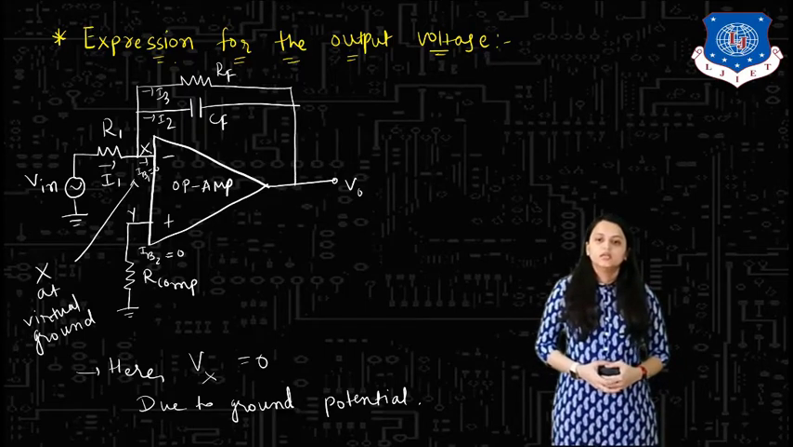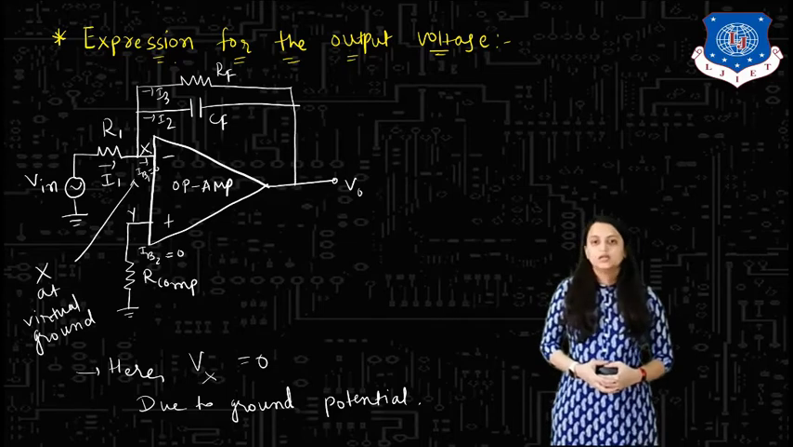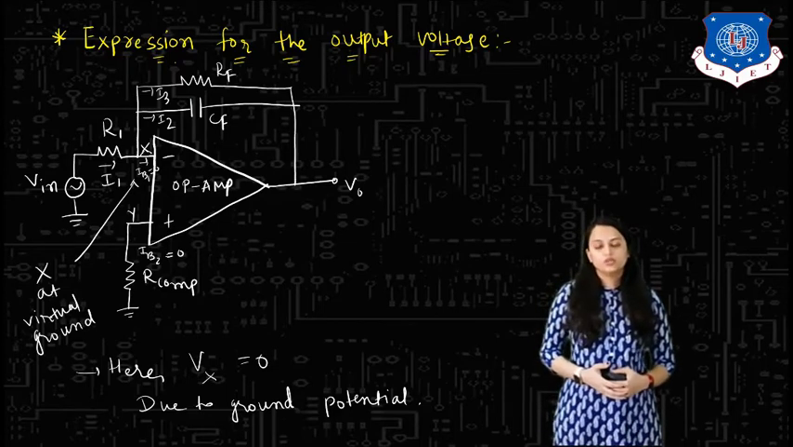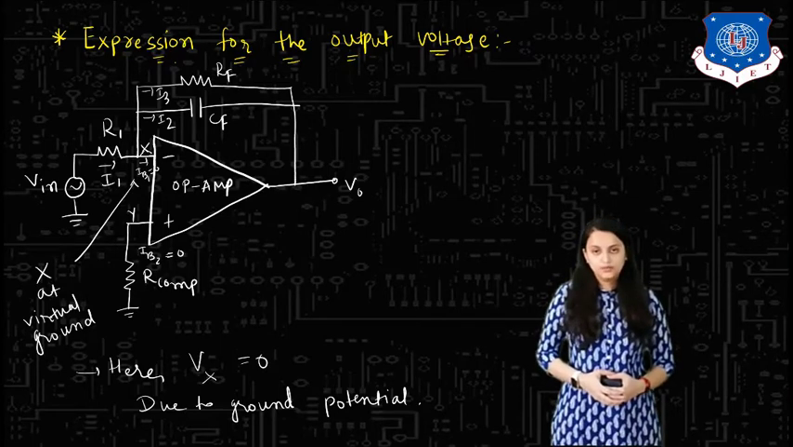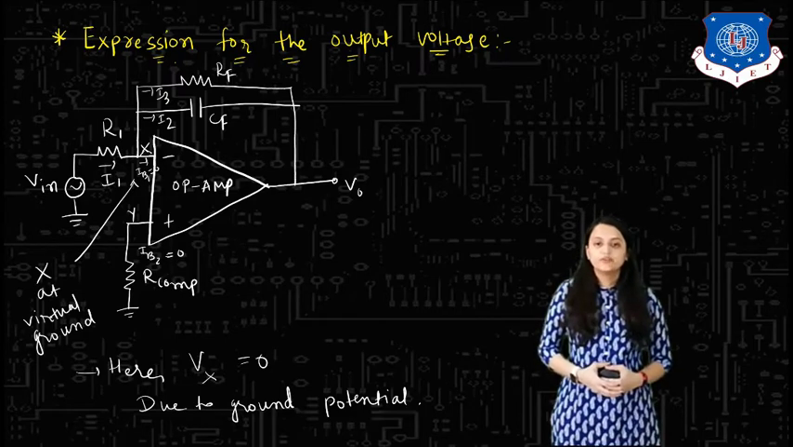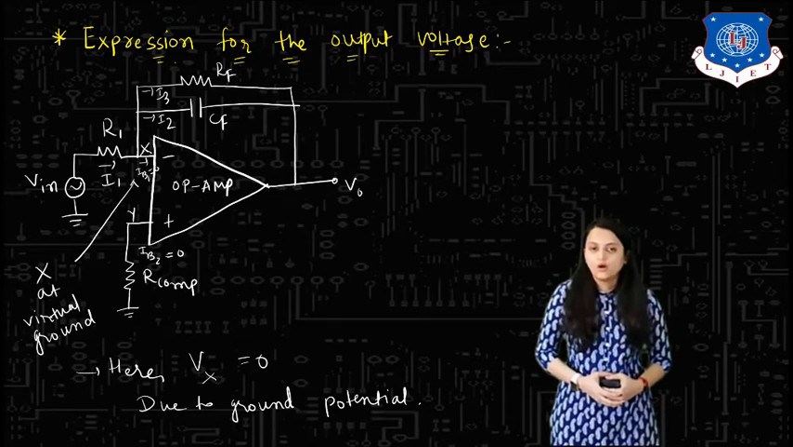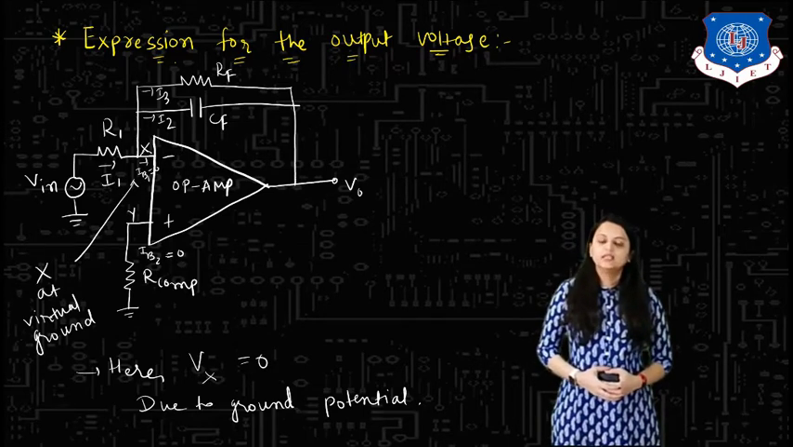Now for that, we have seen the circuit in which we are using the currents flowing through every component. Here you can see that X is at virtual ground and the current flowing through R1 is I1. Current flowing through base terminal IB1 equals 0. Then current flowing through the feedback capacitance is I2. And the current flowing through the feedback resistance RF is I3. Here IB2 is also equal to 0 and Vx equals 0 due to ground potential. Now using this at the inverting terminal, we will derive the output equation.